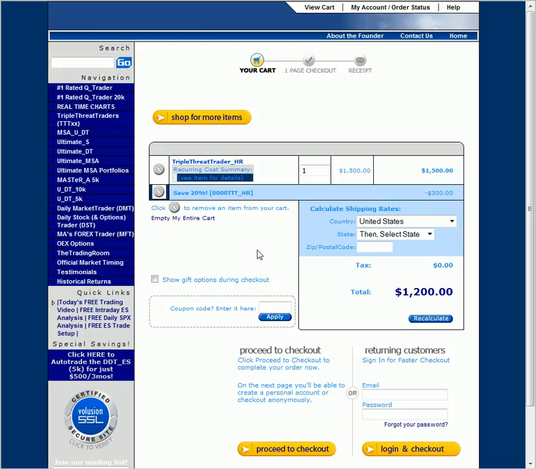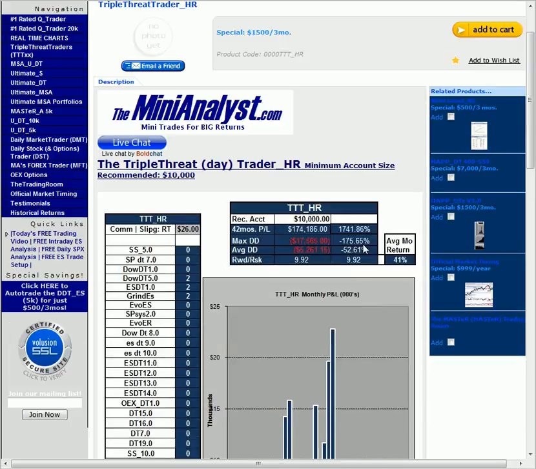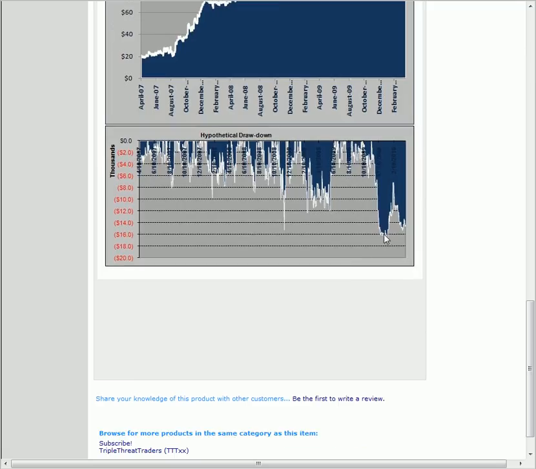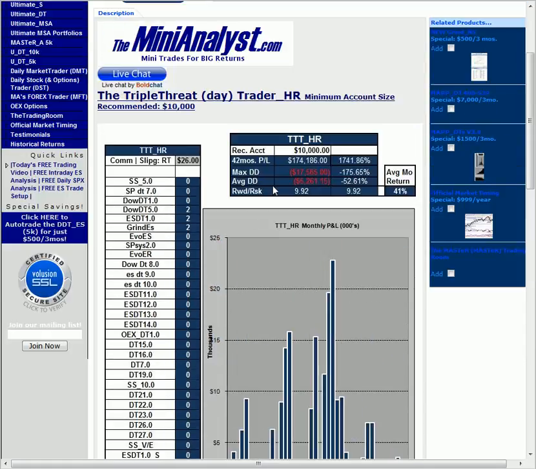The TTHR, actually, if we go back, these haven't been updated, but we'll look at the maximum drawdown. 175% of your $10,000. So that's nothing to sneeze at, and that happened a couple of times. So a $10,000 drawdown. Now, granted, your average drawdown is going to be closer to $6,000 or so.